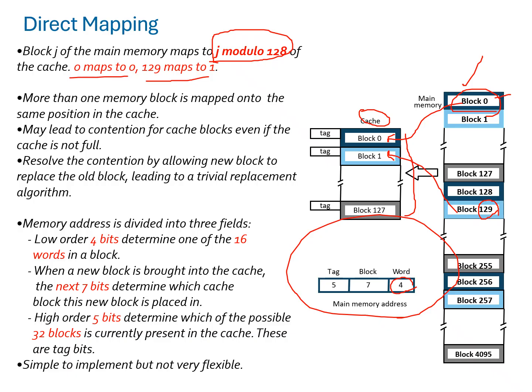Then the 7 bits: there are 128 blocks, so 2 power 7 is 128. Which block you want to access, block 0 or 1 and so on, is represented using these 7 block bits. Then the tag, for which there are 32 tags: which tag you want to access. So this is 12 bits for representing direct mapping. In direct mapping, to place a particular block, you apply the formula: block number modulo 128, and there you place it.